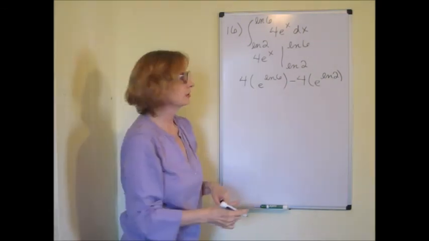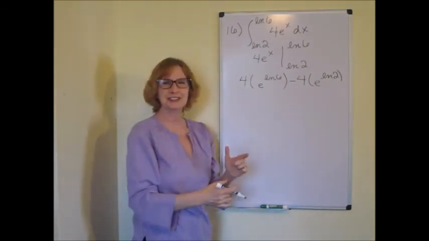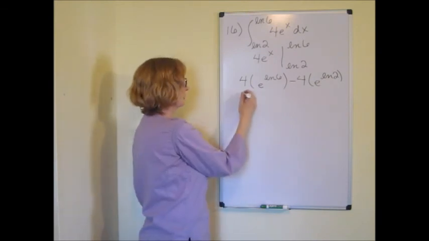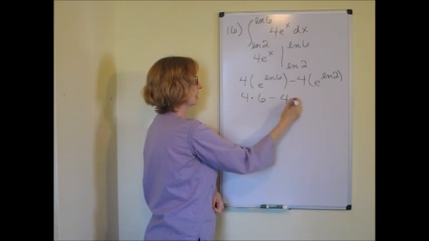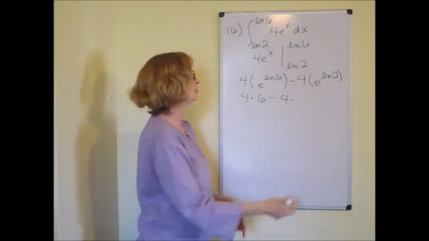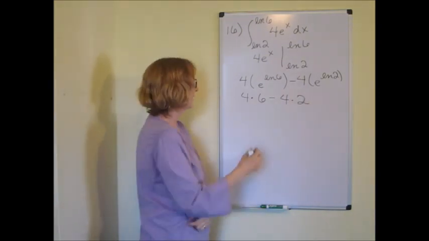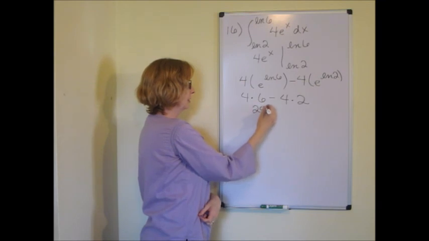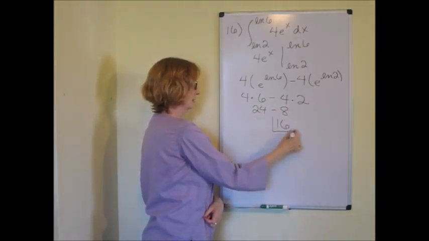And something that might have slipped your mind perhaps, e to the natural log of 6 is just 6. So this is really 4 times 6 minus 4 times. This is e to the natural log of 2, which is just 2. And there we go. This one's a lot easier to plug in. That's 24 minus 8, and I'm getting 16 for that one.